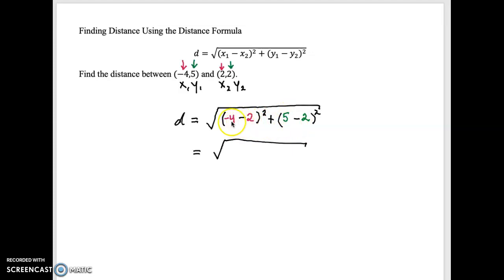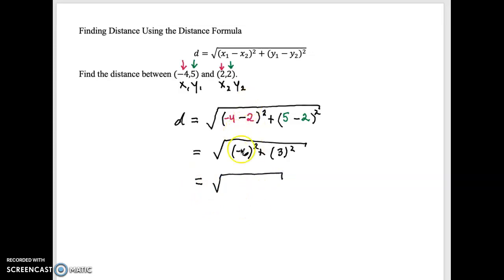Inside this parentheses we have -4 minus 2, which is -6. Notice that I'm still keeping it in parentheses because it's the quantity of whatever this is squared, and this happens to be -6. Plus 5 minus 2, which is 3, so we have 3 squared. All right, here we go.